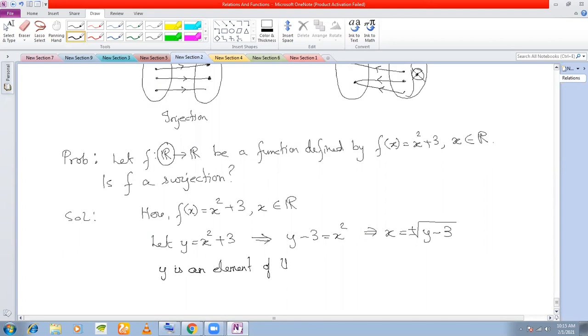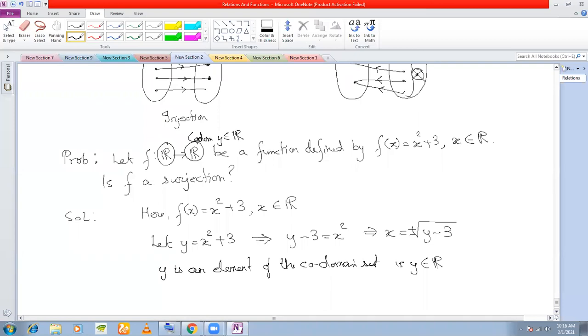Yes, sir. Y is an element of the codomain set. That is, Y belongs to R. Which R here? This one is our codomain set. So Y is an element of this codomain set.